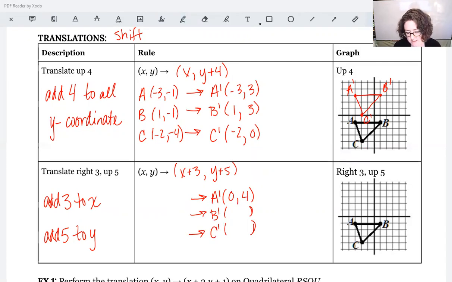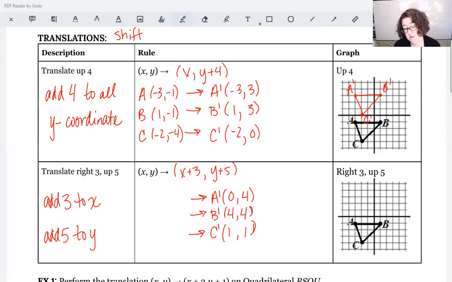So let's do the rest of our x's, which we know we have to add 3 to. So B was at 1, 1 plus 3 is 4. C was at -2, -2 plus 3 is 1. Excuse me, 3 is what I'm adding. So that is a +1. So then we need to do the same thing with our y's. So add 5 to all of our original y coordinates. B had a -1. -1 plus 5 is 4. C was a -4. -4 plus 5 is 1.